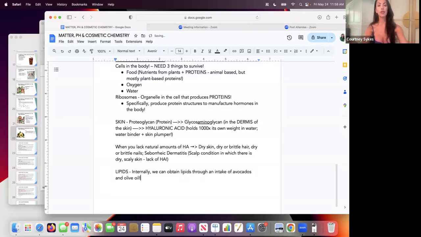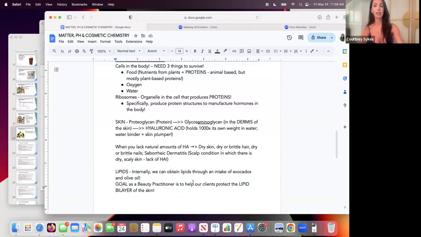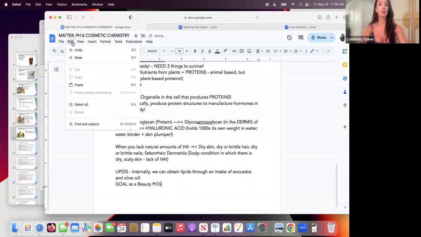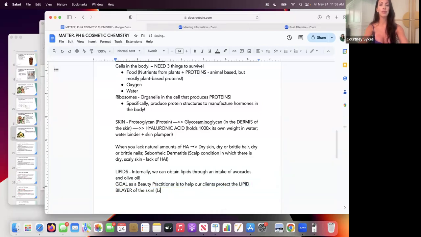That's the thing. But your goal, right, your goal as a beauty practitioner is, here we go, to help our clients protect the lipid bilayer for sure. The lipid bilayer is very important to the skin, okay, because that is made up of several different proteins. It's made up of that fatty layer. So we want to make sure we protect the lipid barrier of the skin, or the lipid bilayer as it's also known, lipid barrier for short. Let me undo that one. We'll put lipid barrier for short. Okay, make sure you're taking in all these notes.